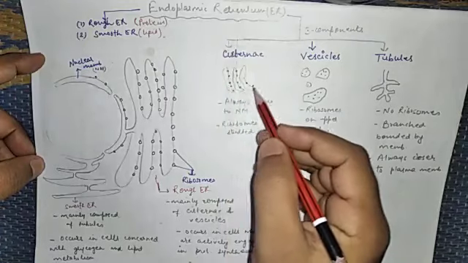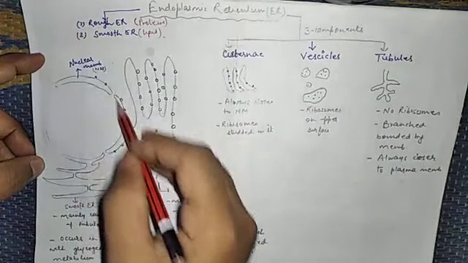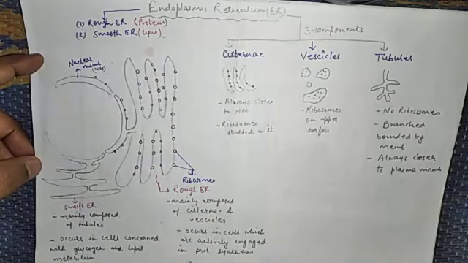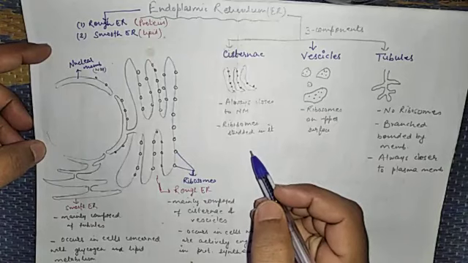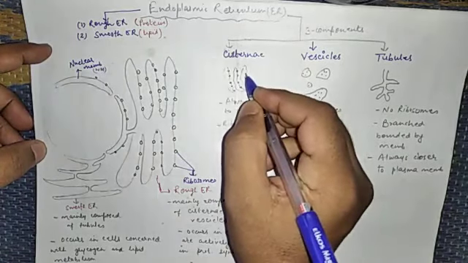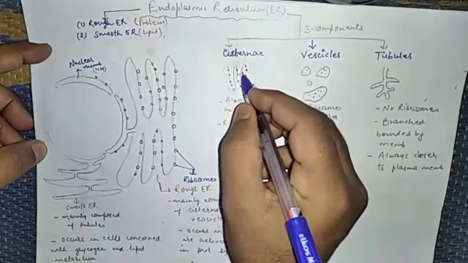Okay, cisternae. Here we can see the structure of a cisternae. They are always found closer to the nuclear membrane, and they have ribosomes in them. We can see the ribosomes embedded in the cisternae.